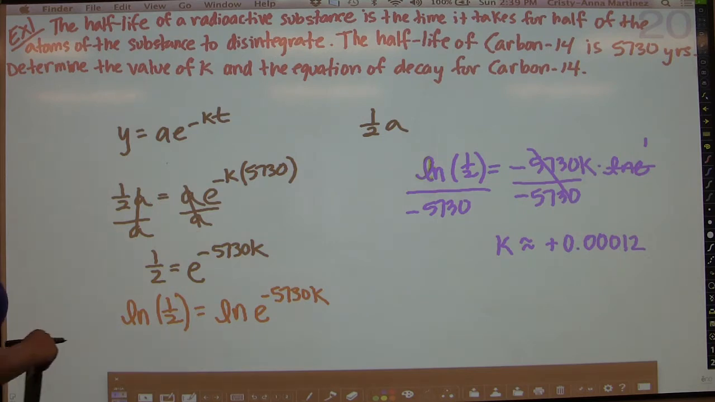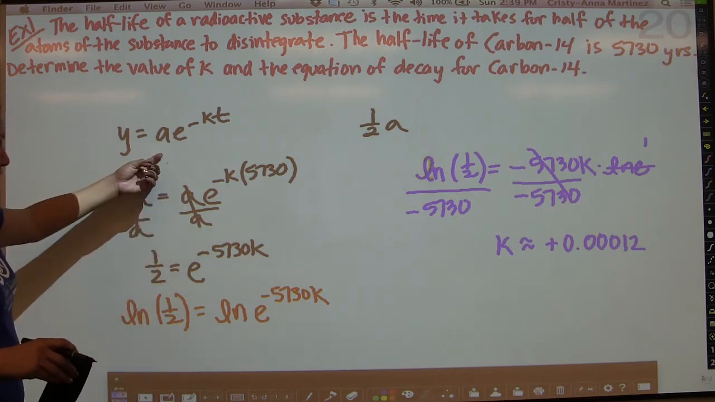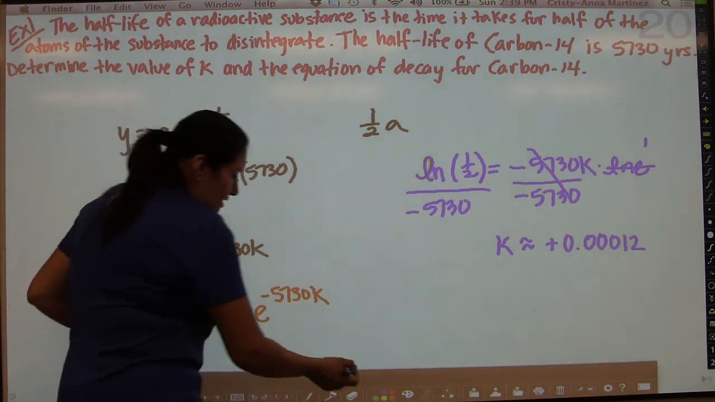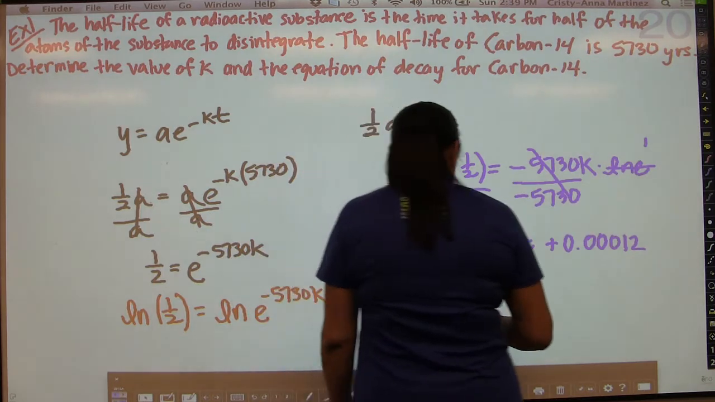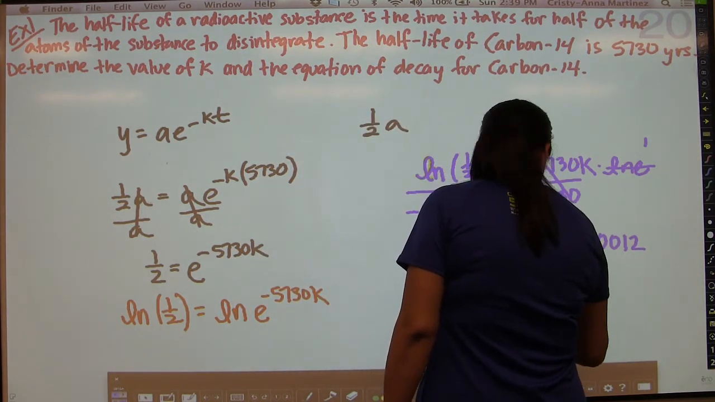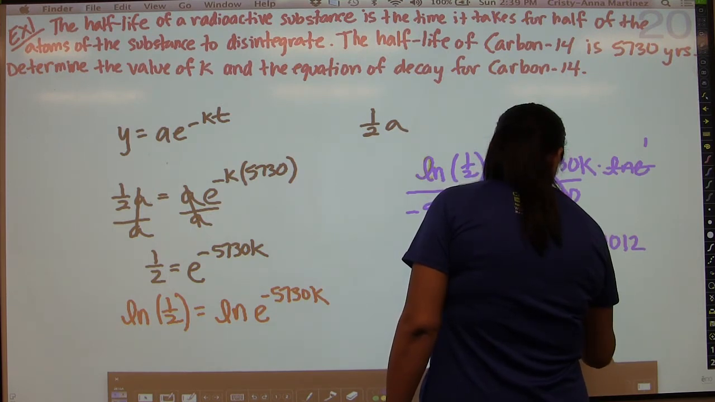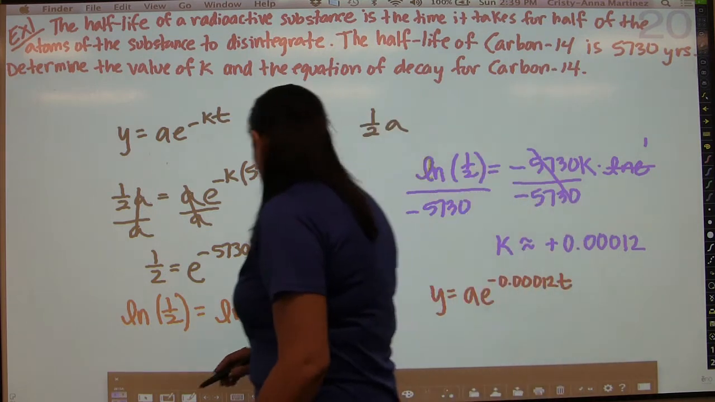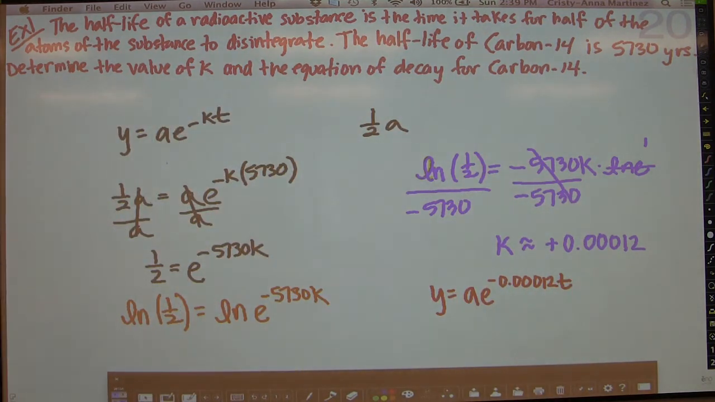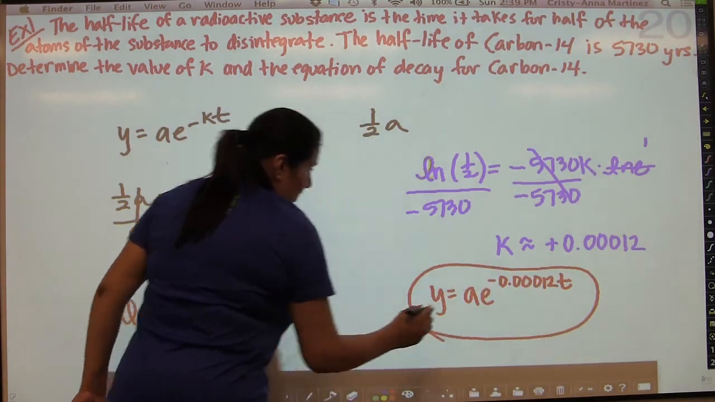And then it says that it also wants the equation of decay. So all we have to do now is plug K back into the original, and then we're good to go. So let's go ahead and do that. Our formula would be y equals a times e to the negative 0.00012t. So there we go. Y equals a times e to the negative 0.00012t. All right, that's our formula, and we're going to actually use that in our next example.